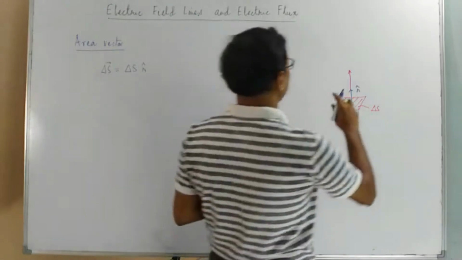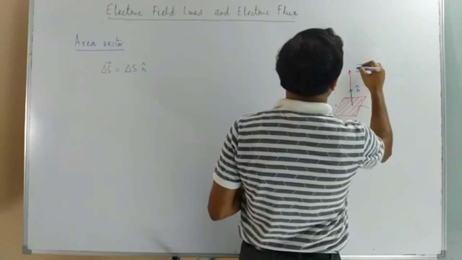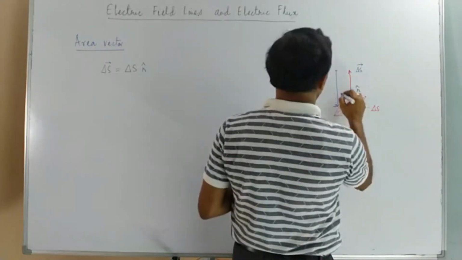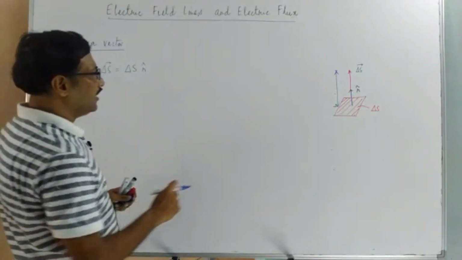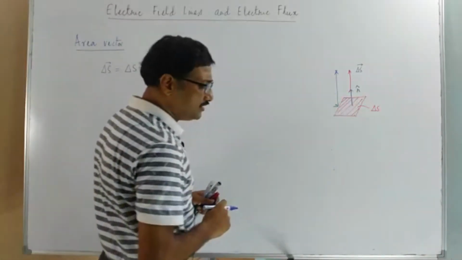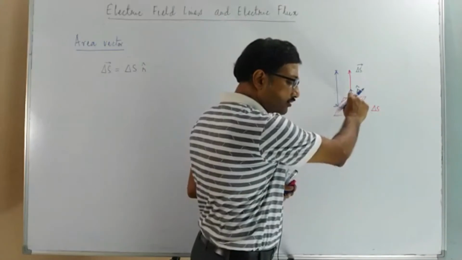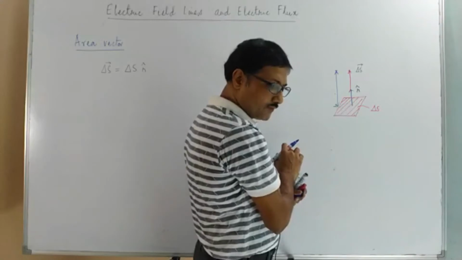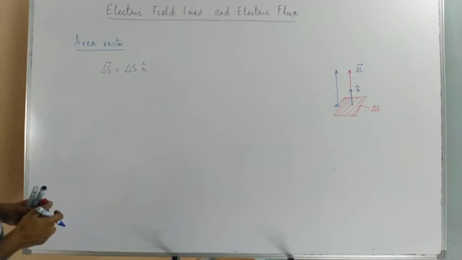So if I consider this vector to be delta S, then this length actually represents the magnitude of this vector, and n cap is the direction, which is actually a unit vector along the outward normal to this surface. Okay. So in this way, we can represent any area by its vector.